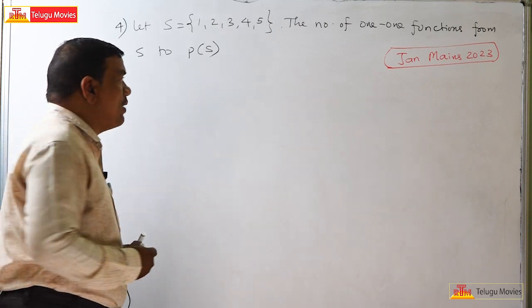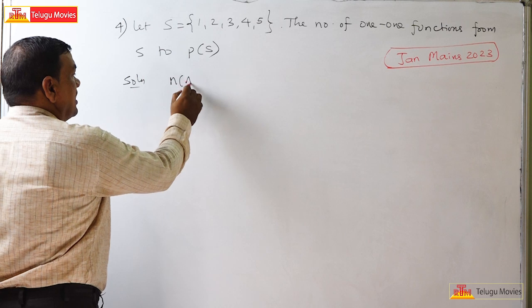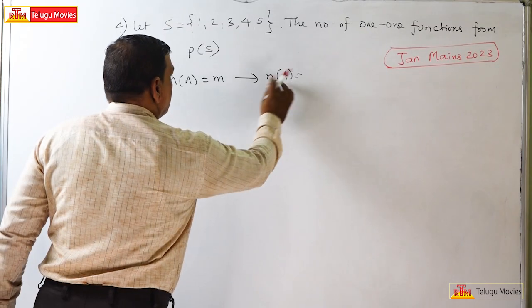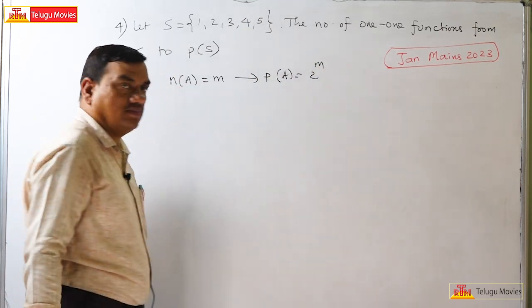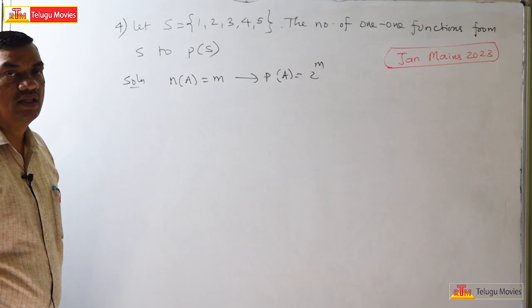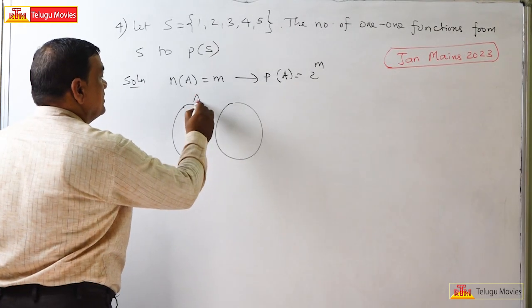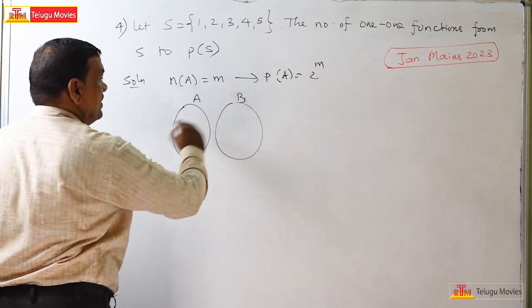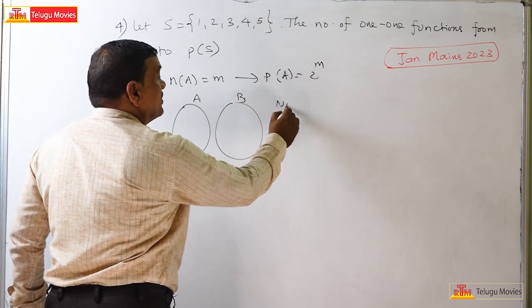To do this problem, the first thing you have to learn is that if a set contains m elements, then its power set P of A contains 2 power m elements. That is the first thing. The second thing you have to learn: there are 2 non-empty sets, A and B. The number of one-one functions.